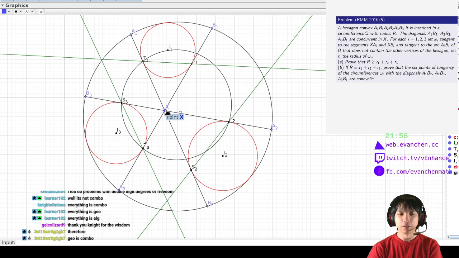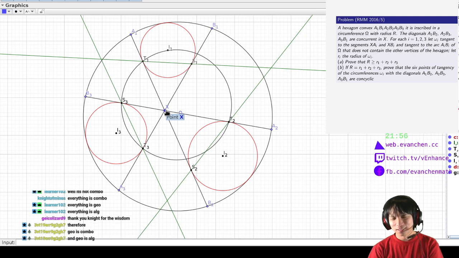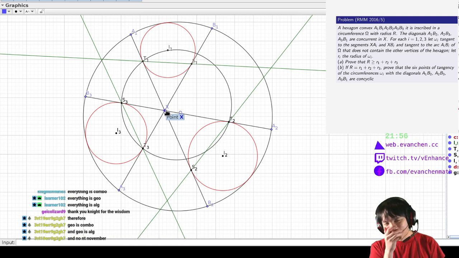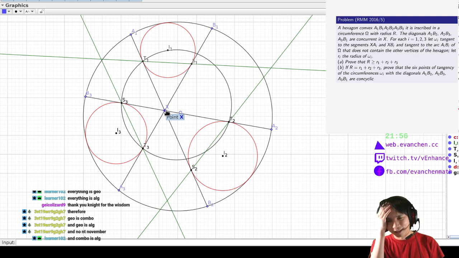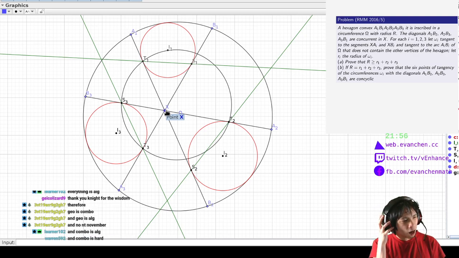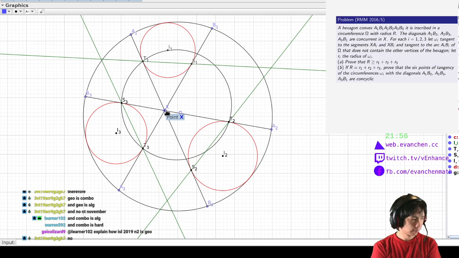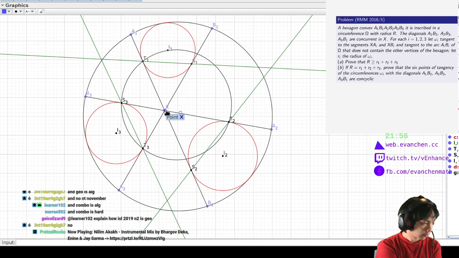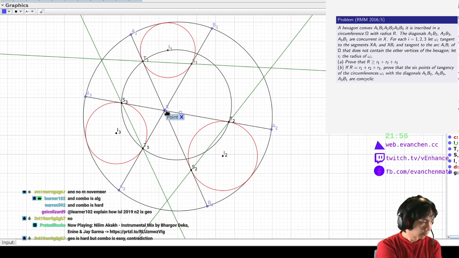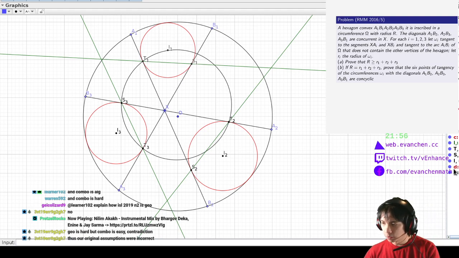Okay, so I have to actually do the inequality now. R1 plus R2 plus R3 is at most R. Huh? What am I supposed to do? What is this? Okay, we're gonna hide this circle because I think it won't really be relevant.